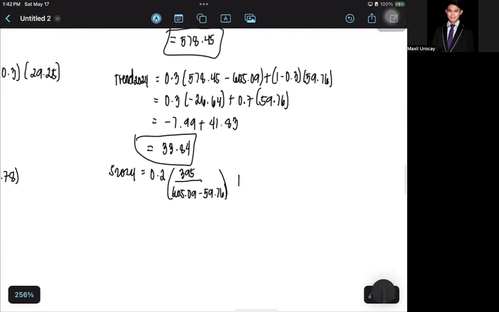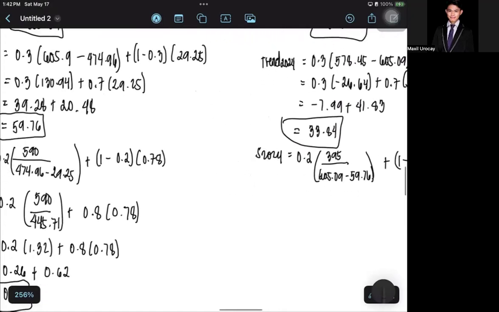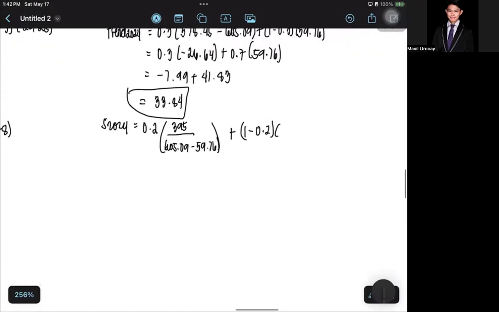There is still the parameter, which will be 1 minus 0.2, and then you times that into the previous seasonality, which is 0.88. Now in this category, 0.2 copy as is, then the denominator first. The denominator is 605.09 minus 59.76, and that will become 545.33.